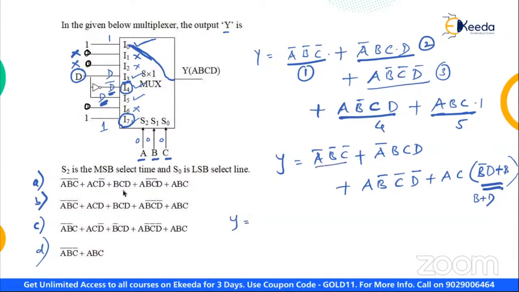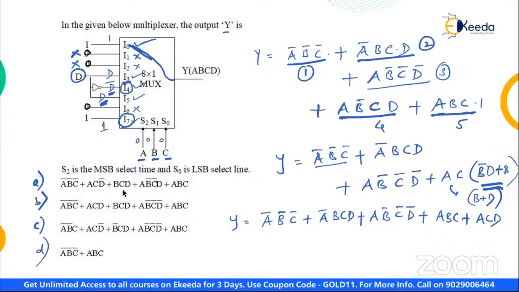Need not worry. Let me write the first term as it is, which is A bar, B bar, C bar, plus the second term is A bar, B, C, D. The third term is A, B bar, C bar, D bar, plus. Obviously, if there is B plus D, it gets multiplied with AC as well as D. So this will be ABD. I'm sorry, it is ACD, I mean to say. So that will be ABC plus ACD, like that.